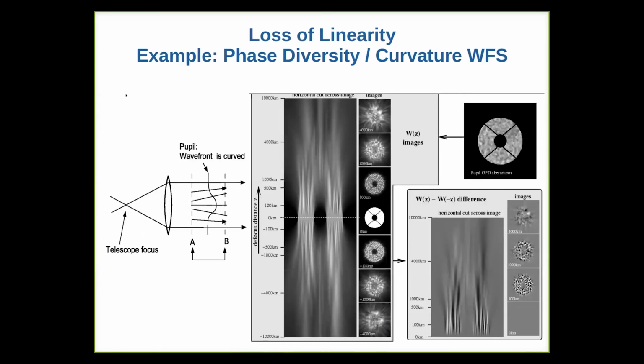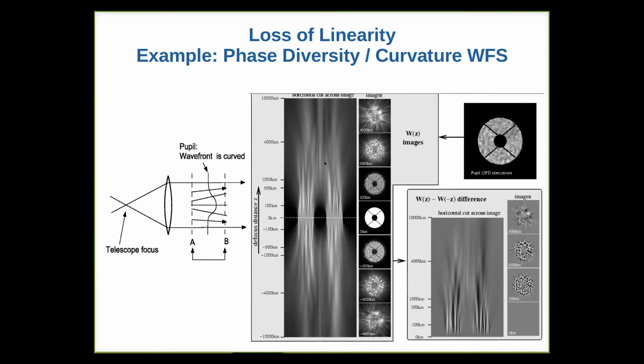Here is another example, the other case, a loss of linearity. It's the good old curvature wavefront sensor, which we sort of abandoned, but I'm going to make the case that maybe we shouldn't have. You basically look at the wavefront out of the pupil plane, and you see intensity modulations that are a function of the curvature of the wavefront. So here is a simulation where you do a cut in the z-axis.